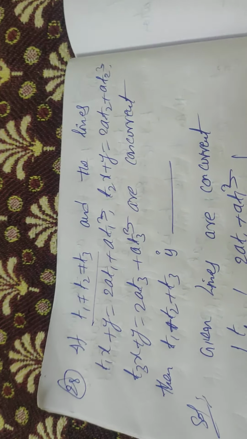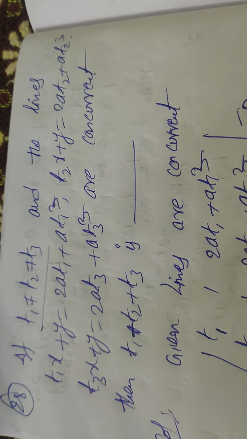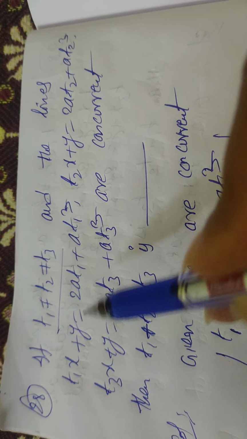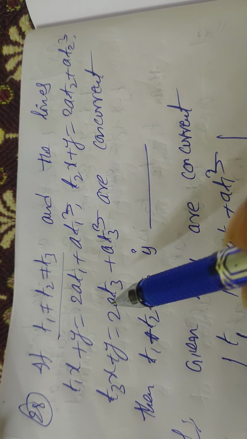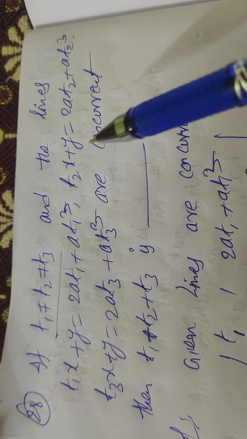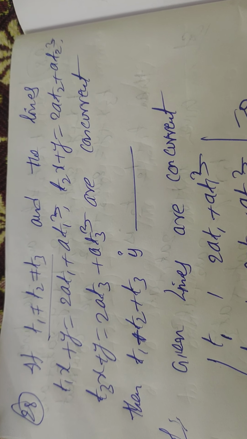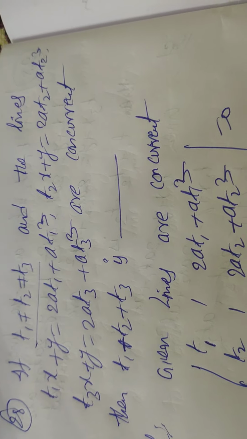So here the first condition is t1 is not equal to t2 is not equal to t3. So this one you can use somewhere. So what is the main condition here? They have given three line equations. These are concurrent. Three line equations are concurrent means the determinant of their corresponding coefficients is equal to 0.